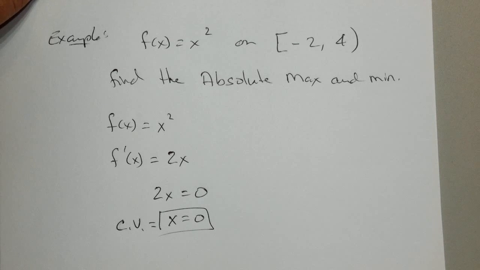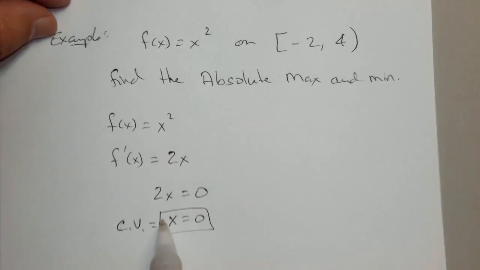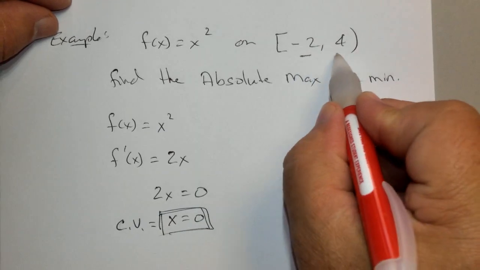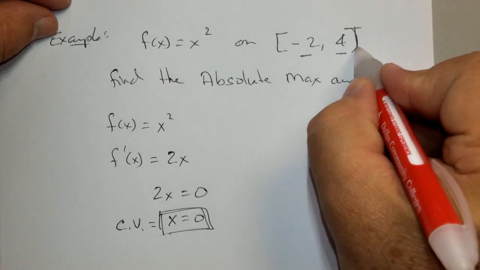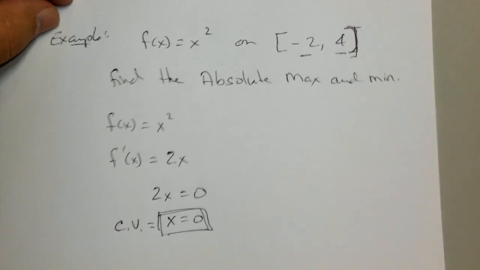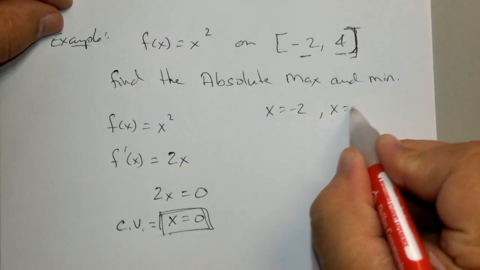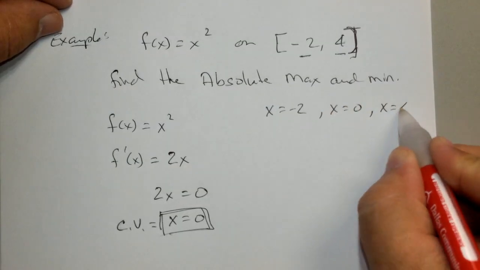Now what do we do? Once we take the first derivative, set equal to 0, find the critical values, how do we find the absolute maximum, minimum, or even local maximum, minimum? We take the critical value and the endpoints. This is a closed interval. So x equals -2, x equals 0, x equals 4.